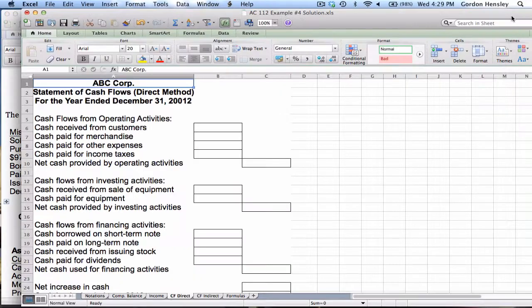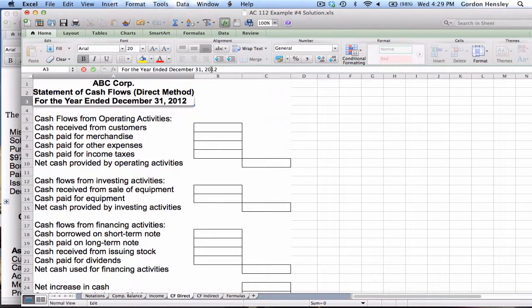Now, to prepare the statement of cash flows, I'm going to utilize Excel. You could do a statement of cash flows in Excel if you wanted to. You could also do this on paper, but to save time, I've gone ahead and set everything up in advance. I have the name of the company, ABC Corp, statement of cash flows. This one happens to be direct method. It is for the year ended December 31st, 2012. Got a couple extra zeros there in 2012.